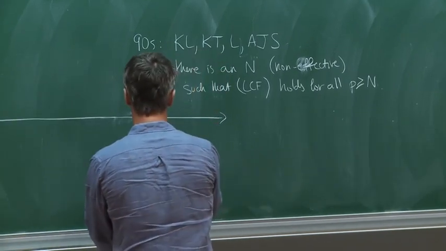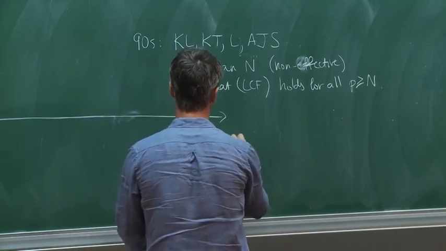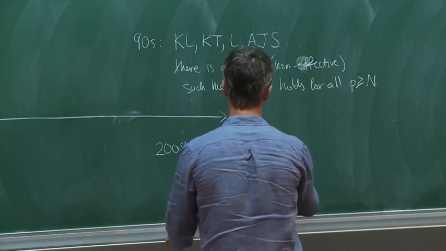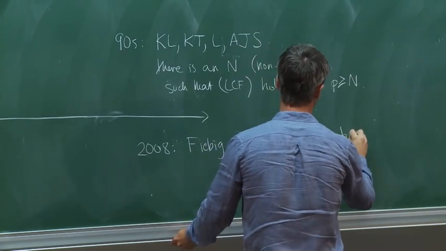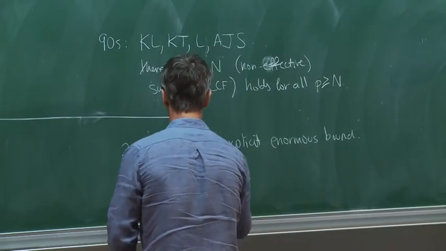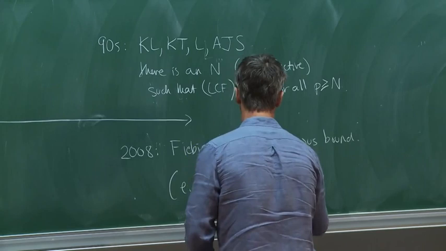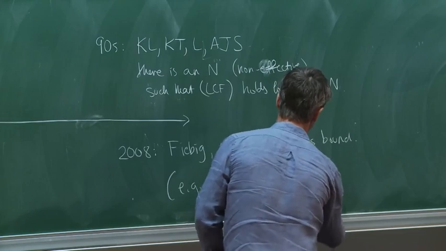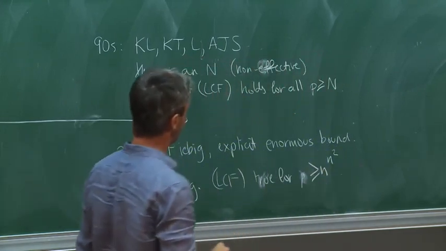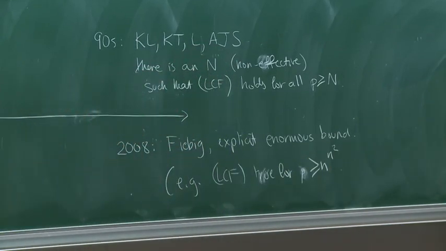And then in 2008, Fiebig gave an explicit, enormous bound. So e.g., LCF is true for p bigger than n to the n squared. Okay. So for example, 10 to the 100 for SL10. Okay. So a very large number.